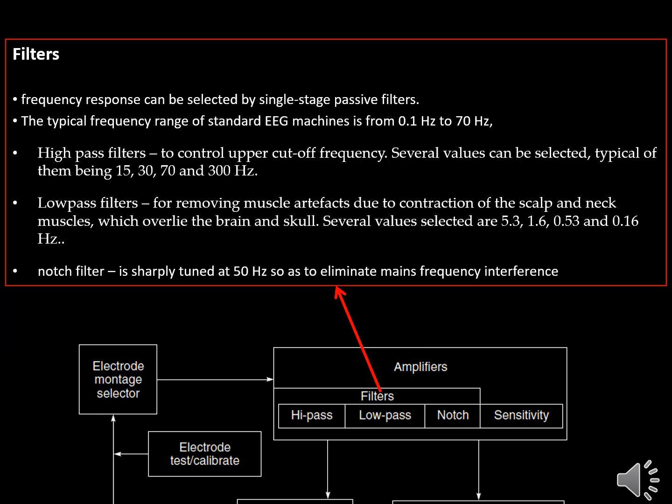About filters. Filters are used for selecting frequency response. The frequency range of a standard EEG machine is from 0.1 Hz to 70 Hz. High-pass filters are employed to control upper cutoff frequency. The values that can be selected are 15, 30, 70 and 300 Hz. Low-pass filters are used for removing muscle artifacts due to contraction of scalp and neck muscles. Several values selected are 5.3, 1.6, 0.53 and 0.16 Hz. Notch filters are employed to eliminate mains frequency interference. They are sharply tuned at 50 Hz.